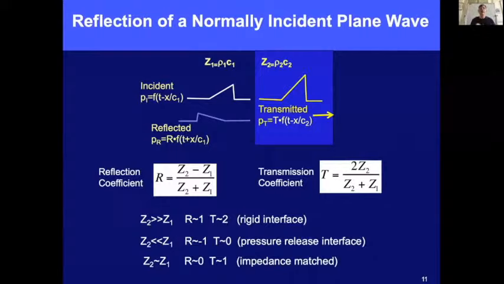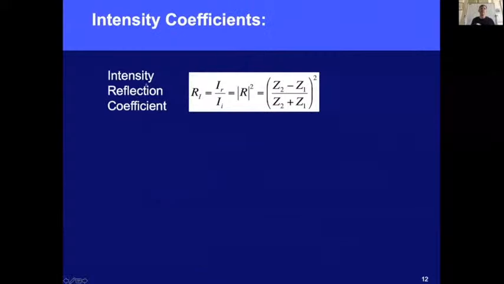Now, these are the pressure coefficients. The power or the energy that's carried by the wave is measured in terms of intensity. So if we look at those, the intensity reflection coefficient is the intensity of the reflected wave divided by the intensity of the incident wave.